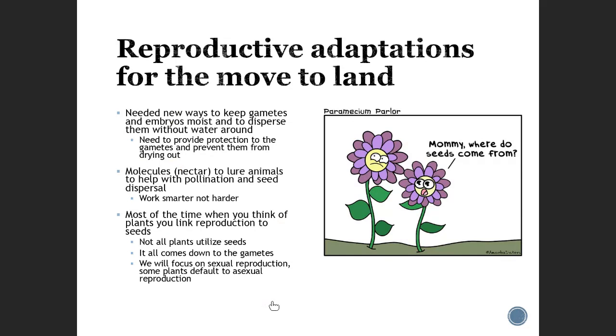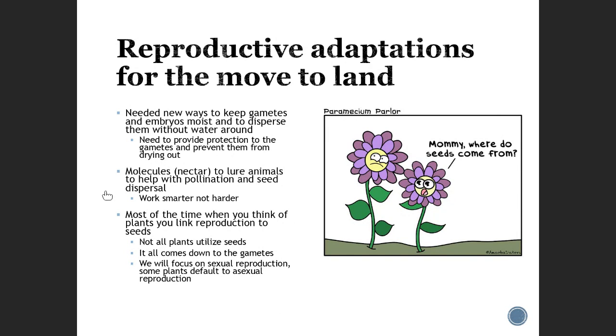So moving to land, one of the adaptations is how we go through reproduction, because reproduction in water is quite simple. You just release all the sperm and eggs and hopefully everything comes together. But on land, we had to find new ways to keep the gametes and the embryos moist. And how do we get them dispersed? Because water is just there, you just release it and it goes. So we had to find protection and prevent them from drying out.